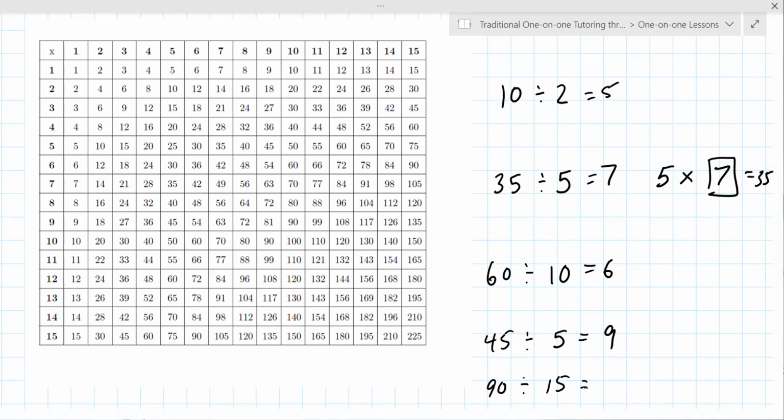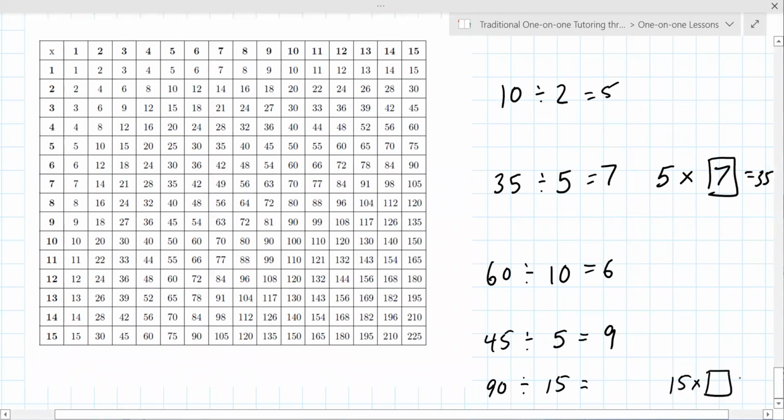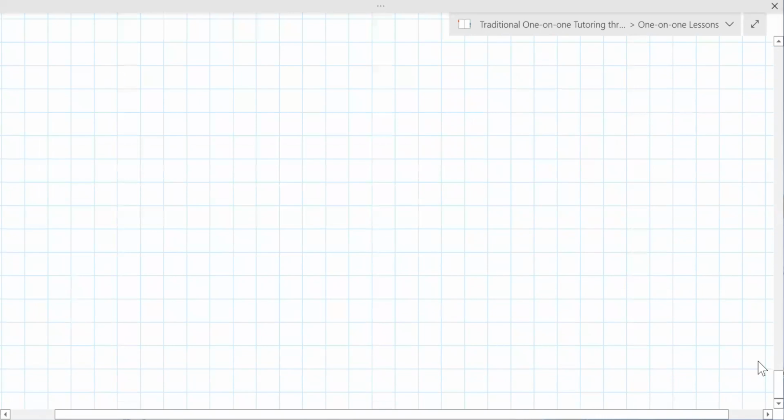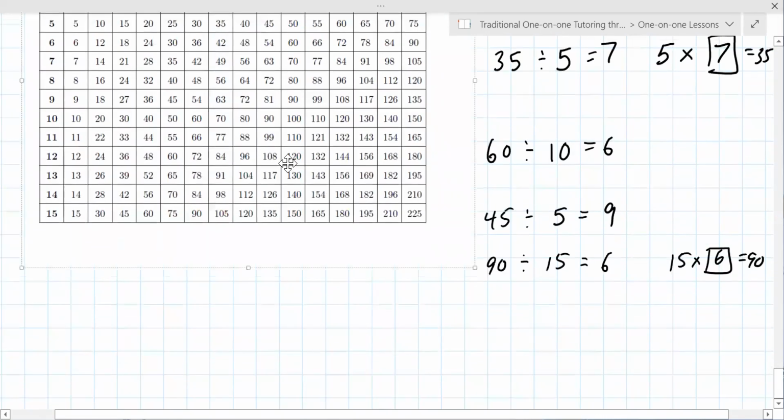Do you have an answer for me? No. Okay, so it's 15 times some number is 90. Do you see how there's a row with 15 in the table? 6. 6, very good. Okay, let's try a couple more here. Let me grab the table again, sorry.